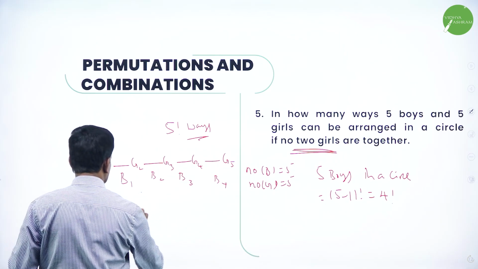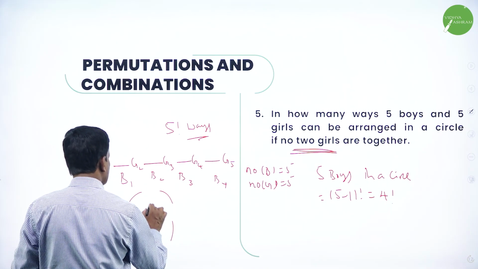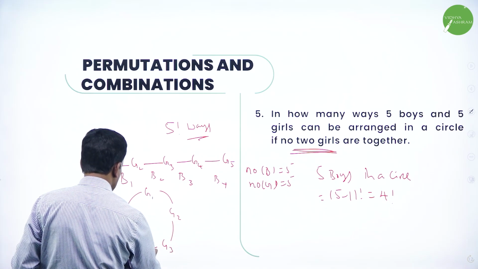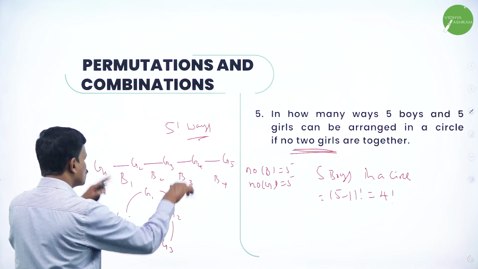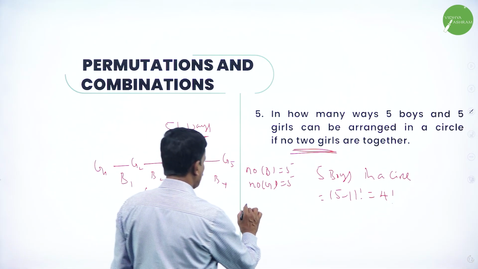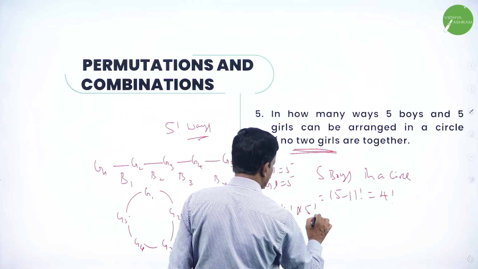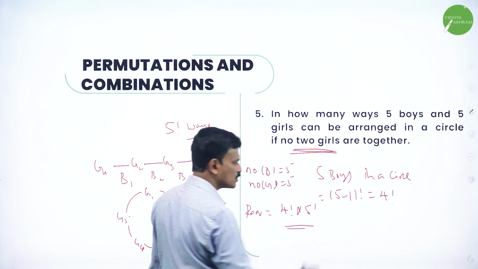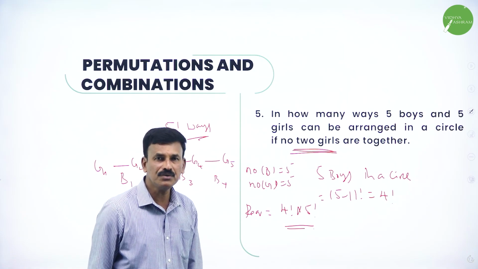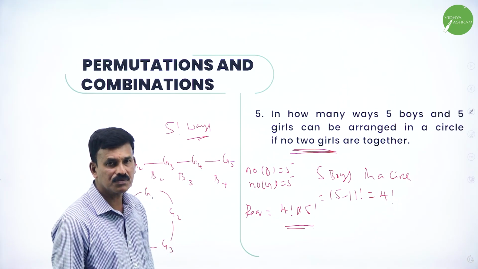Just assume this is a circular permutation, right? They can be arranged. So, in these gaps, we are going to arrange girl 1, girl 2, girl 3, girl 4 and girl 5. So, like this, 5 arrangement, 5 factorial ways. So, therefore, the required permutation is equal to 4 factorial into 5 factorial, is the required answer. That's it. Very simple for 2 marks. These are all examples for 2 and 3 marks.